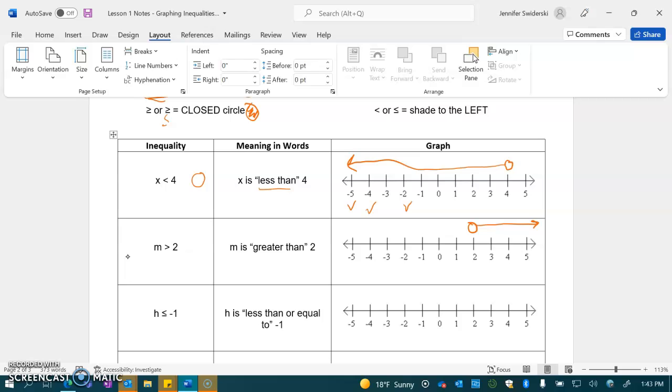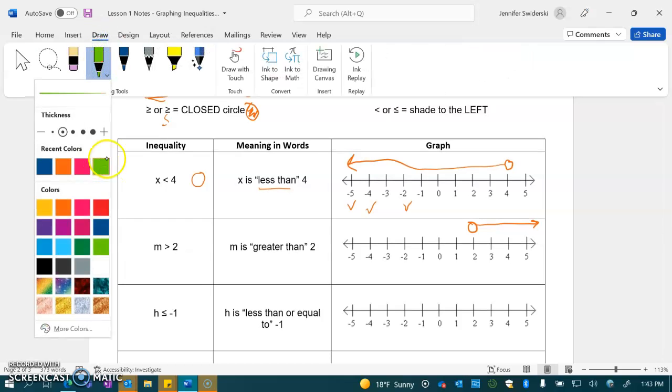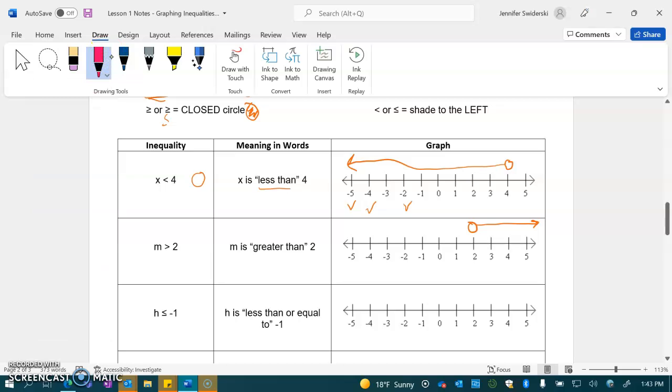Now, for me, I came up with a trick a couple years ago when I was teaching some students this. If you're wondering which way your arrow should go, take a look at this symbol here. It looks like this, right? Well, if I make an arrow out of it, that's showing me that my arrow should be going to the left. For this one, same idea. It says greater than, I'm shading to the right.